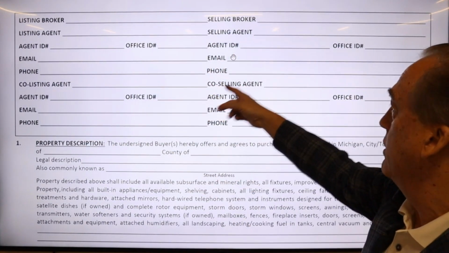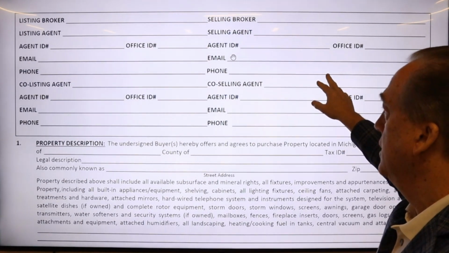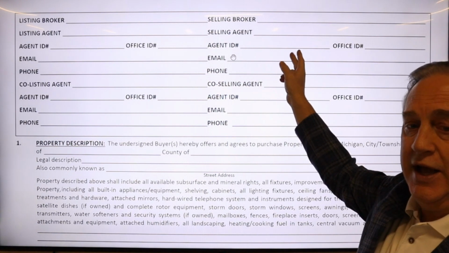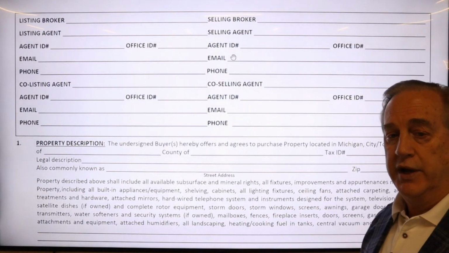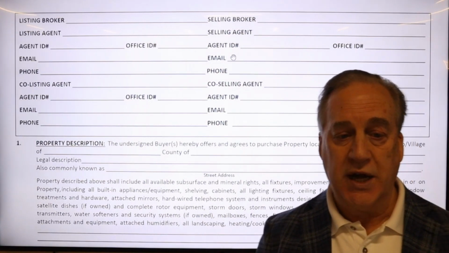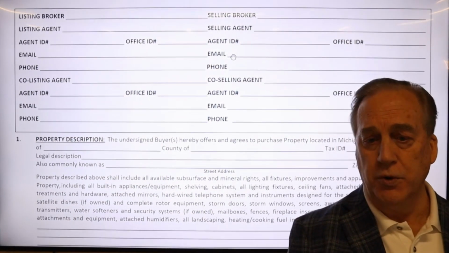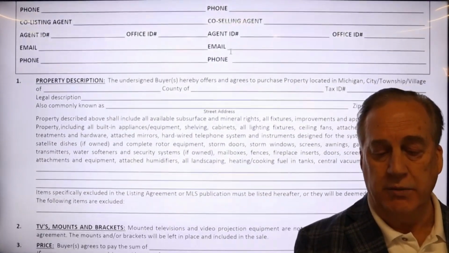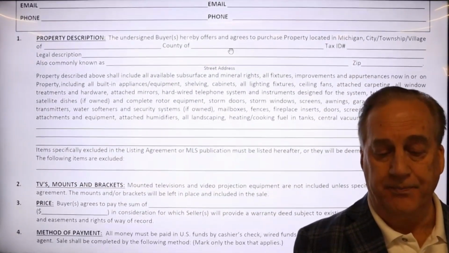Nothing for me really to tell you about within this, other than if you're looking at your listing or your information in the MLS, you're going to find out what your individual office ID is, and your agent ID is whatever was assigned to you through the multiple listing service. So let's go down immediately to paragraph 1 then.